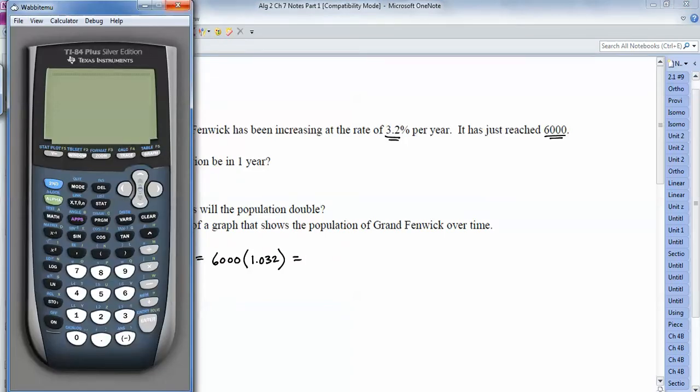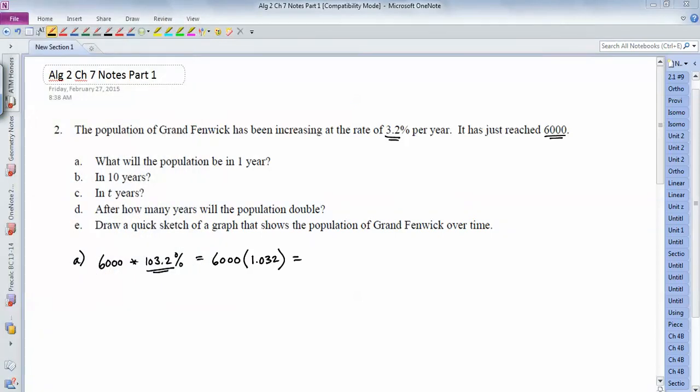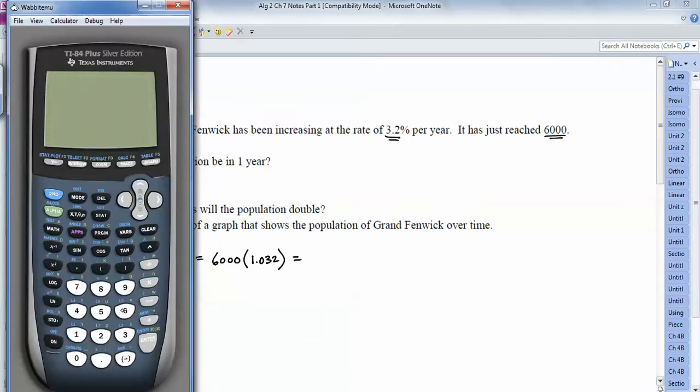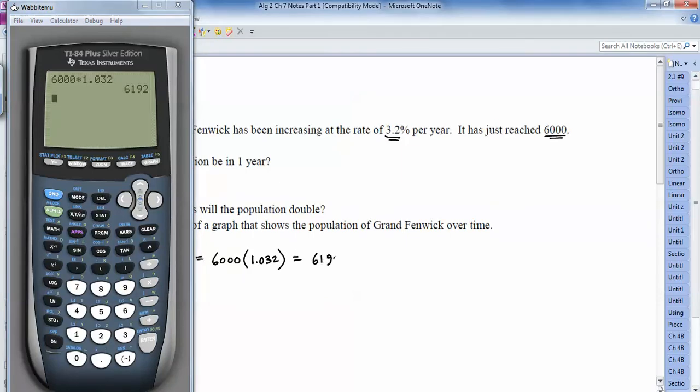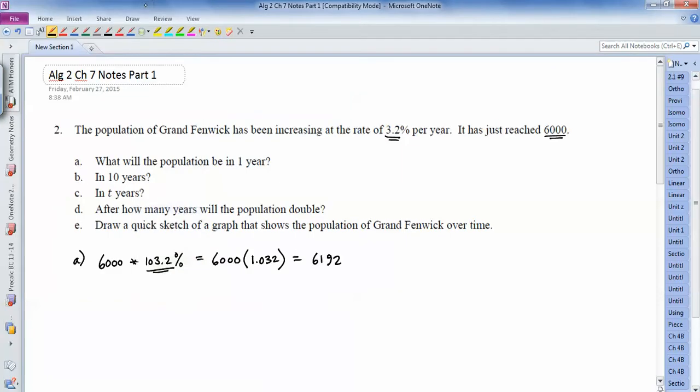And let me get a calculator up here. Oh, of course it doesn't work, so let me restart it. So 6,000 times 1.032. 6,192. Now remember, the 103.2%, the 100% is the 6,000, and the 3.2% is the extra increase. So that's how many people there will be. Okay, let's look at B. What's it going to be in 10 years?